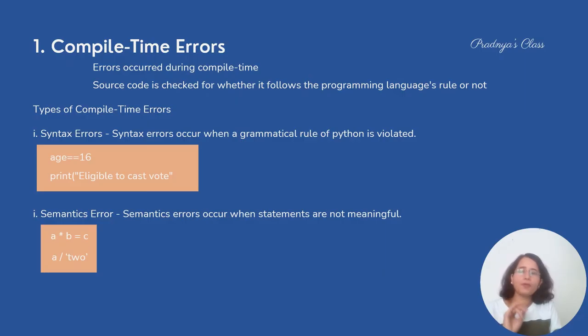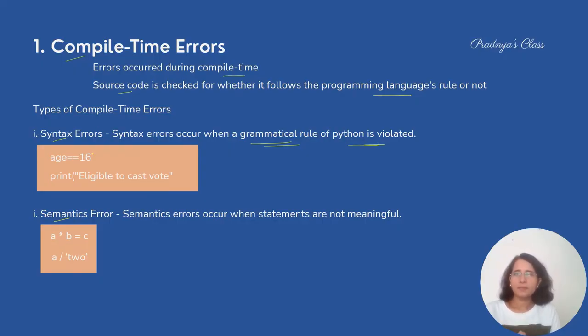The first type of error is compile time error. Compile time errors occur during compilation. Compilation means the program is getting converted to binary format. The source code, our program, will get checked whether we are following the programming rules or not. Compile time error is further categorized as syntax error and semantic error. A syntax error occurs when the grammatical rules of Python are violated.